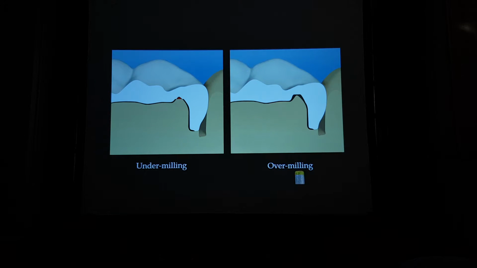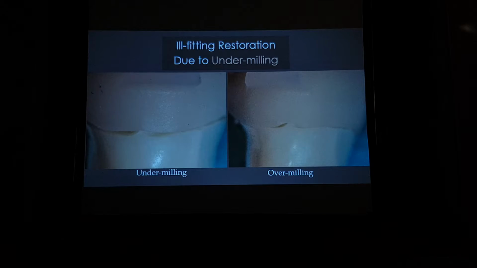So that's over mill. And do you still remember what's under mill? It will cause your restoration not to sit down, right? So if you have under milling, with a sharp angle and under milling, the restoration cannot sit. With over milling, you have an open margin here, but at least the other sides are very fit.